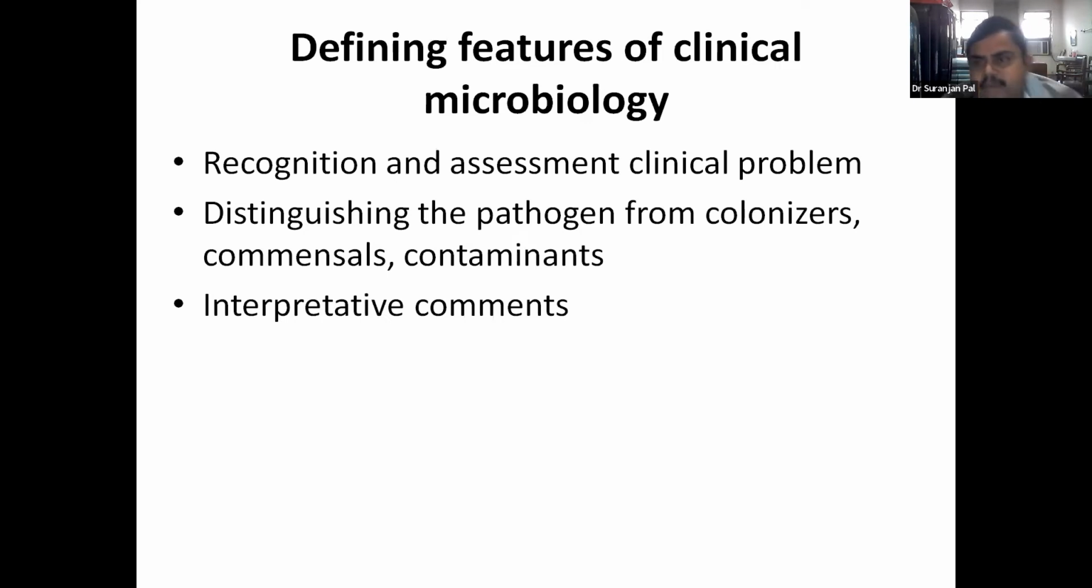Next is the interpretative comments. If we do not have any interpretative comments in a report, that is like a piece of paper which can easily be generated by any machine. So the judgment and interpretation of the microbiologist is very much important, because machine generated reports are coming up, and artificial intelligence is also fast encroaching into diagnostics as well as clinical decision making. So interpretation is very much important.